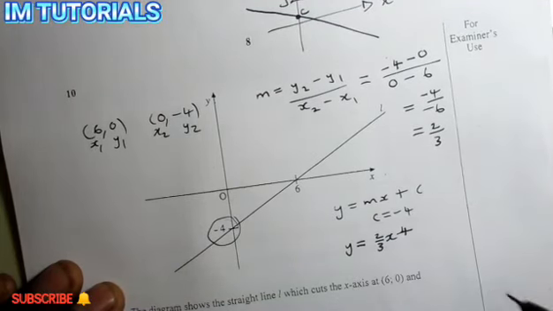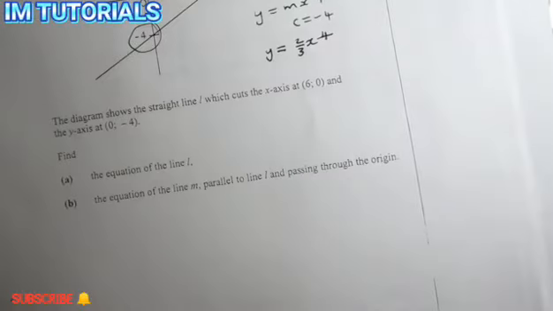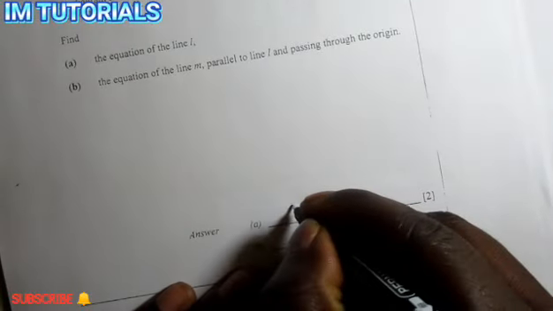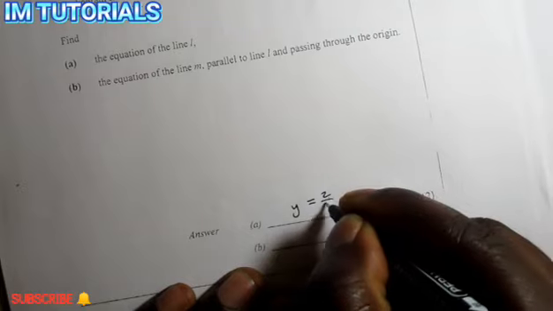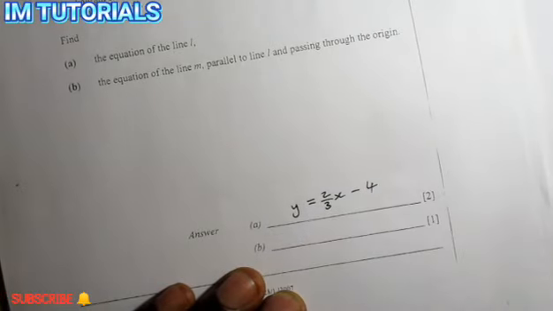So you write 2/3 x minus 4. So I'm going to present my answer. y = 2/3 x - 4 is our final answer, right?